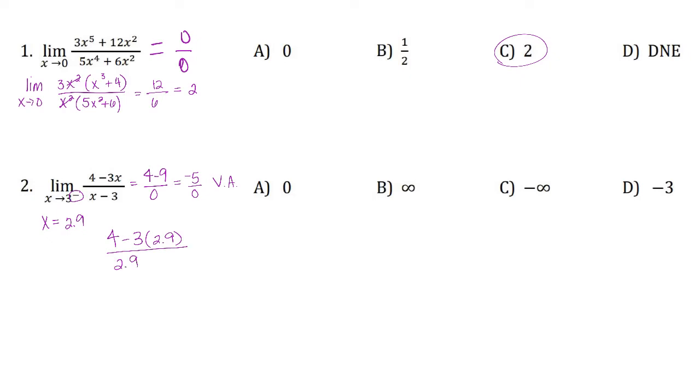So we have 2.9 minus 3. In the numerator, we're going to have a negative. In the denominator, we're going to have a negative. So that tells me that this is tending positively. So we're going to have answer choice B.